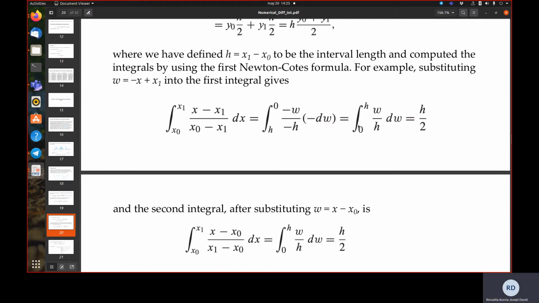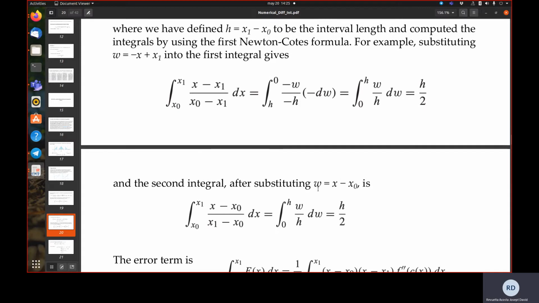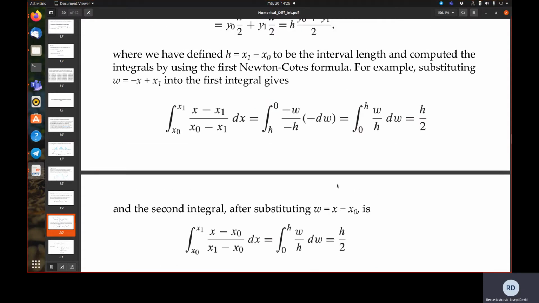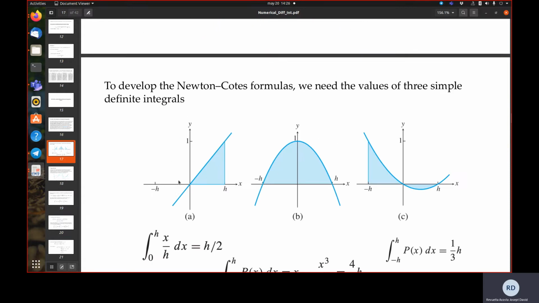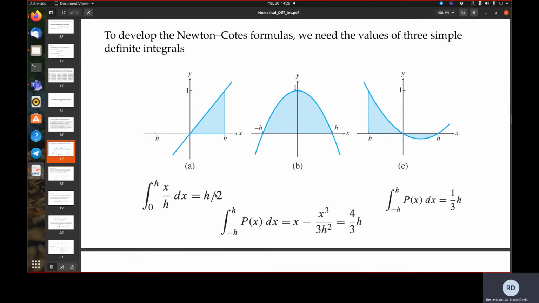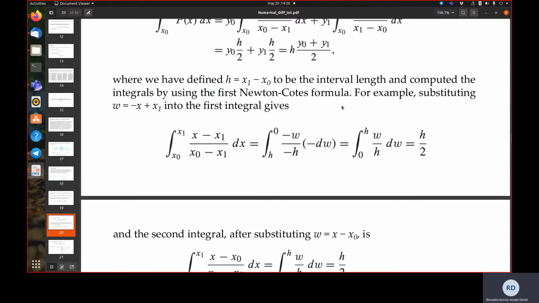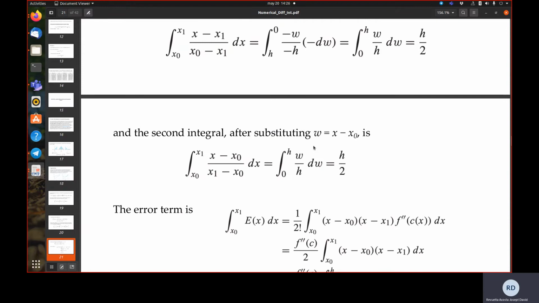And then if we do it in the inverse way, we're saying that w is x minus x0, and we can apply it for the second term, and then we do the same. So w is going to be x minus x0, and then x1 minus x0 is going to be equal to h. Once we perform the integration and evaluate at 0 and h, we'll see that this is h divided by 2. So it means that no matter what, whether we are in the first or the second approximation, we obtain the area equal to h divided by 2. It's exactly the same as what we're doing here to corroborate the formula.